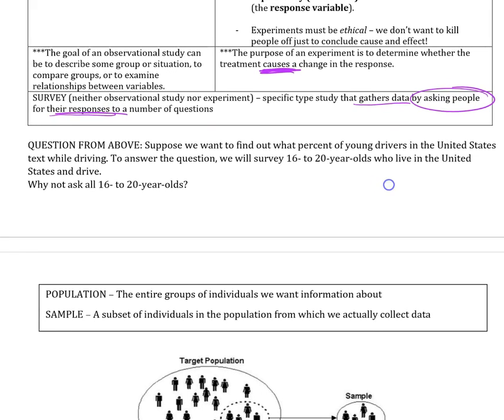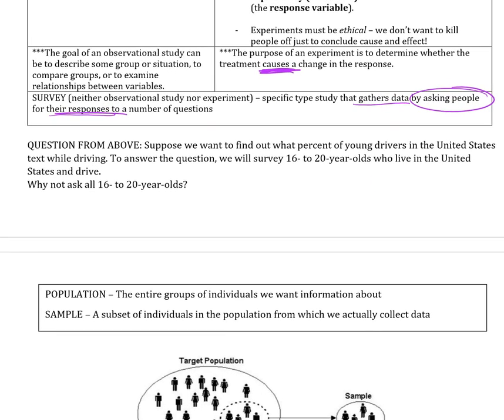A question from above. We're going back to that first question. Suppose we want to find out what percent of young drivers in the United States text while driving. To answer this question, we'll survey 16 to 20-year-olds who live in the United States and drive. Why can't we ask all 16 to 20-year-olds? Well, do you think it would be practical to go and ask every single 16 to 20-year-old in the entire United States? No, that would take forever. That wouldn't be very time effective, and it would also be very costly. So I'm going to write down it's not practical, cost, or time effective to ask all of them.